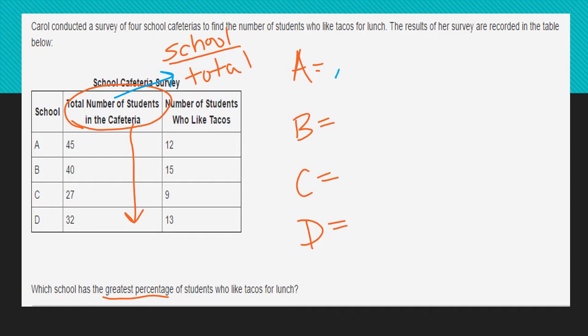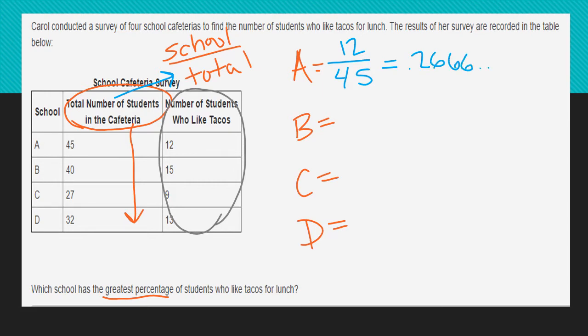So for A, I'm going to put 45. I know that's going to be on the bottom. Now, this other column tells you the number of students who like tacos, so that would be on top. So here we know that in school A, there are 12 people who like tacos out of 45. Now, that's a fraction and we want a percent. So let's take that fraction and divide it.